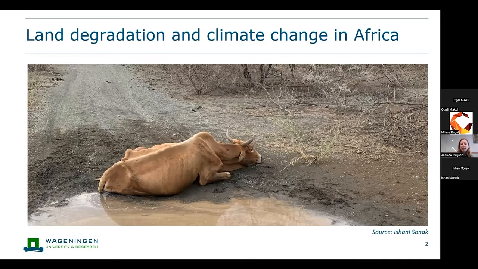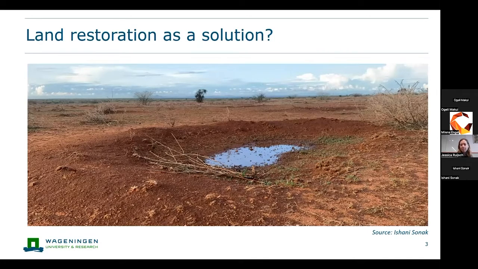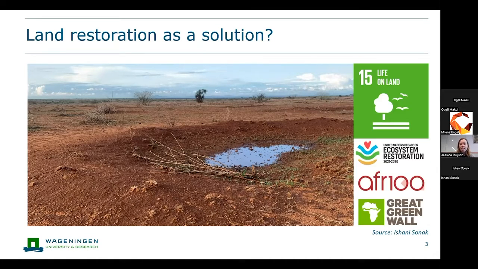And there are many organizations that recognize these pressures we put on ecosystems and local communities. And they proposed a solution of land restoration. And this is, for example, included in the Sustainable Development Goals and also the Decade of Ecosystem Restoration of the United Nations. And there are many large-scale projects like the Great Green Wall or the Africa 100 project, and also, of course, these smaller initiatives like Common Lands.